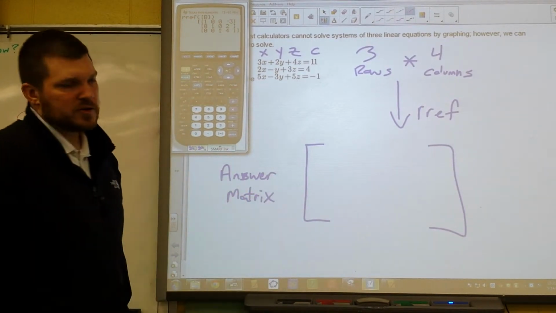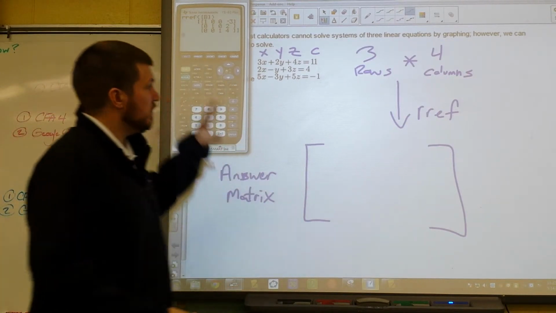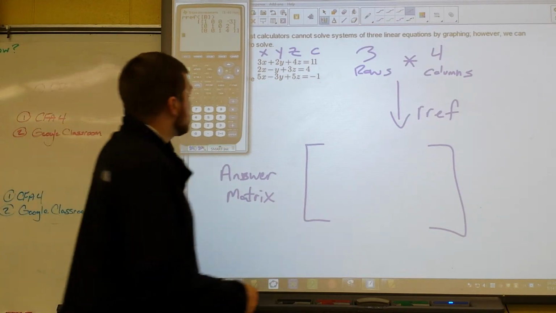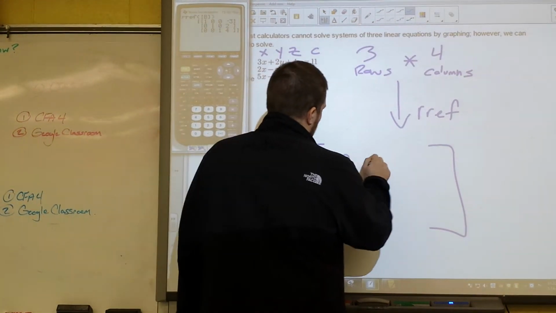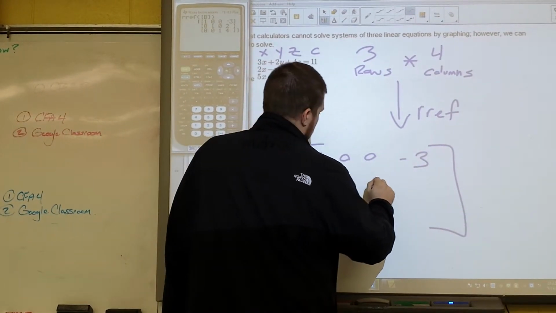Okay, that's probably not the official name, but I call it the answer matrix. So I'm just going to write it down, because if you hit anything else, most likely you're going to lose this information and have to start over. So I really suggest you write the answer matrix down on your paper. And then we'll talk about what it means in just a second.